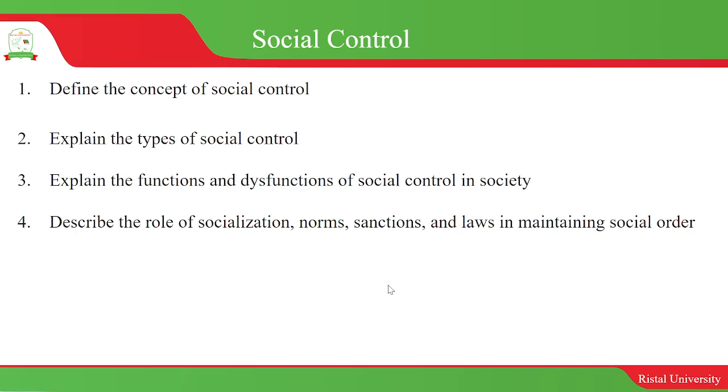So let's look at social control. We need to know what it is, what the types of social control are, and then we'll also look at the functions of social control in a society. And then the fourth objective will be to look at the role of socialization, norms, sanctions, and laws in maintaining social order. That's what we are going to look at.